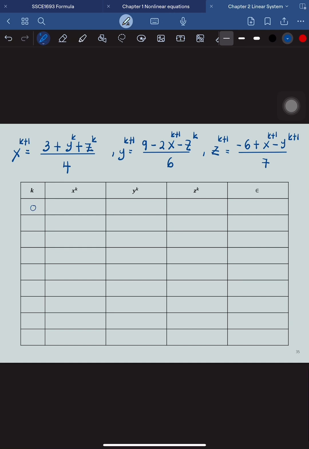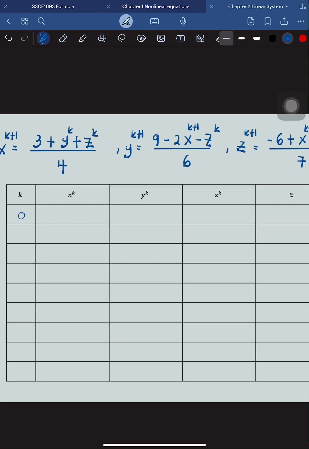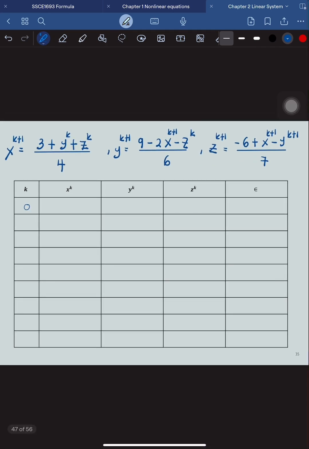So start with 0. What is our initial guess? The initial guess is equal to 0. The stopping criteria must be 0.005. Now for the first iteration, x is 3 over 4, which is 0.75.